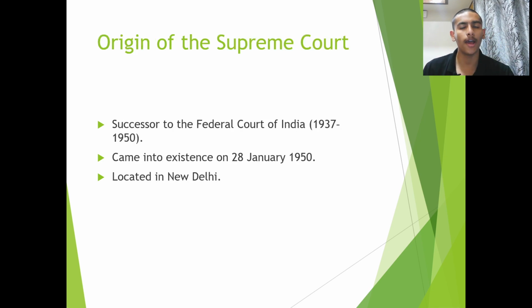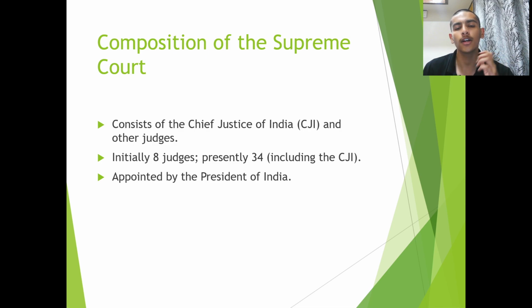Then we have all studied with regards to the Federal Court of India, which existed from 1937 till 1950. After that, we cannot say the Federal Court was abolished, but rather it was changed to the Supreme Court of India, and it came into existence on 28 January 1950, located in New Delhi. Then what exactly is the composition of the Supreme Court of India?